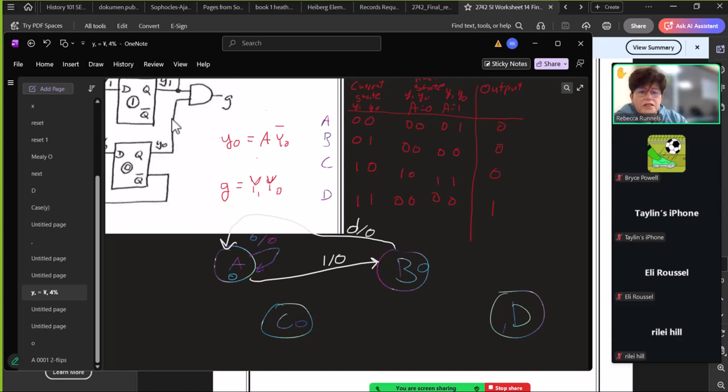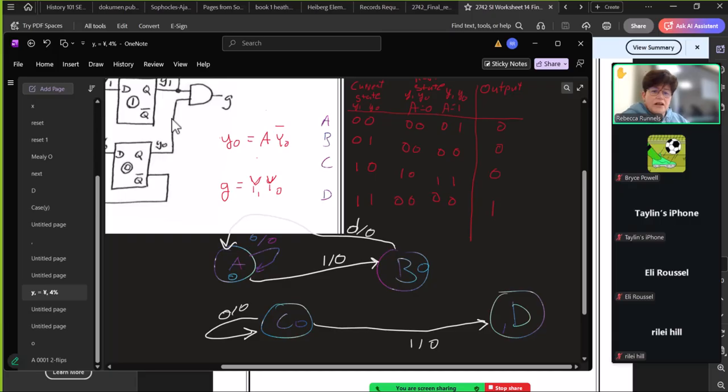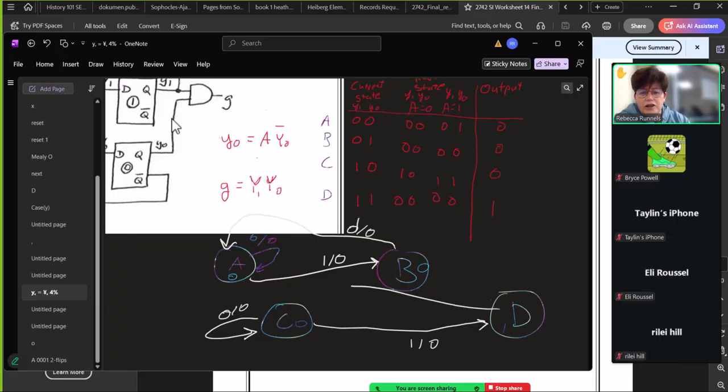From C, if I have a 0, I go back to myself with an output of 0. If I have a 1, I go to D with an output of 0. And from D, no matter what, I go to A with an output of 1.